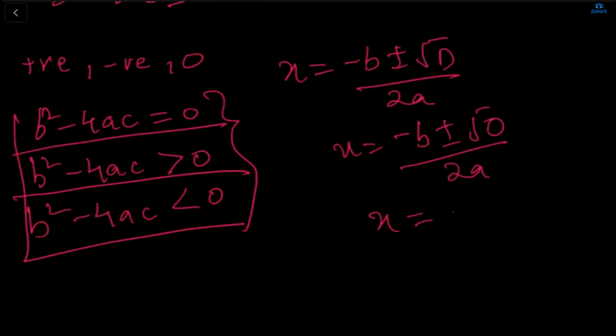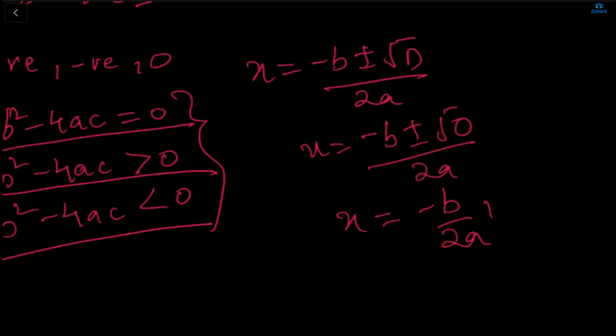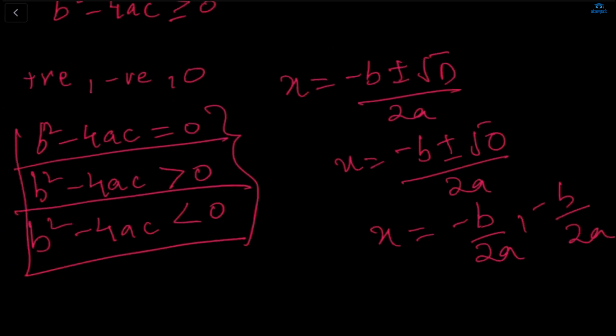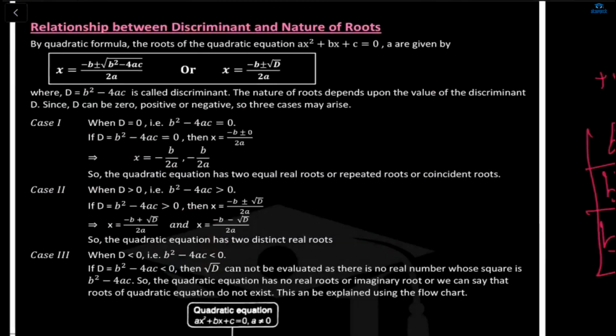Minus b upon 2a. You are going to get two roots, so both the roots will be this only, minus b upon 2a. So when b square minus 4ac is equal to 0, you are going to get equal roots, and the value of the roots will be minus b upon 2a. Understood, everybody? So in this case, you see here, I have written the case 1.